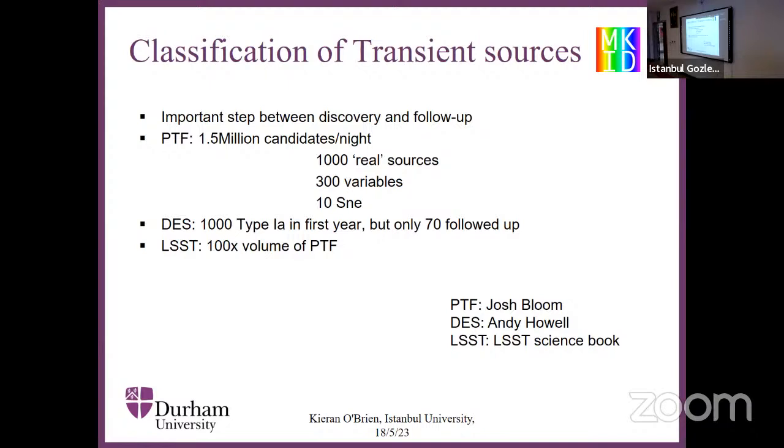For the Dark Energy Survey, they have on the order of 1,000 Type Ia supernovae detected in the first year. They were only able to follow up 70 of those. And by the time you come on to LSST, it's got about 100 times the volume of PTF, so you multiply all this by 100, and you can see that the spectroscopic classification of transients is going to be really challenging. Marshalling smaller telescopes, taking the input from your smaller telescopes and using that to marshal the large telescopes is a big problem in astronomy.